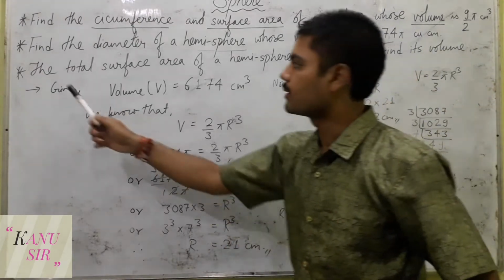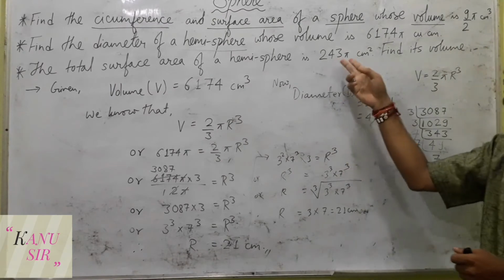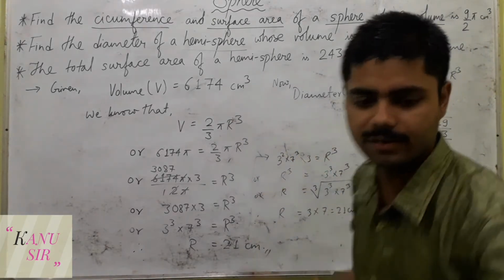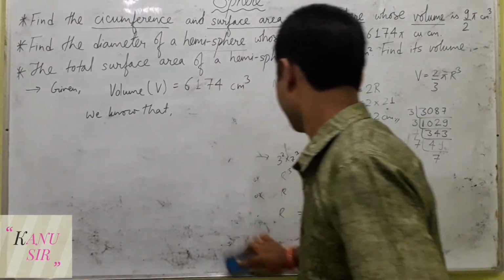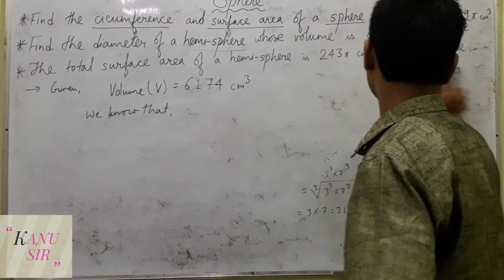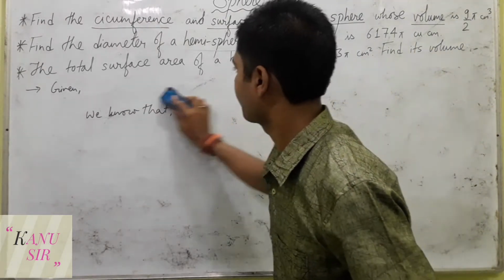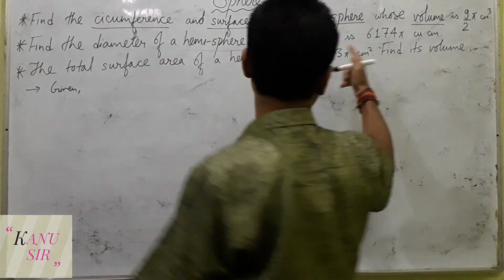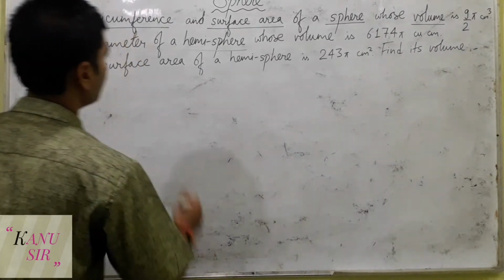Next is the third question. The total surface area of a hemisphere is 243 pi. Find its volume. So let us erase the board first. So what is the given term here? The volume again. So this time the surface area of a hemisphere is given.